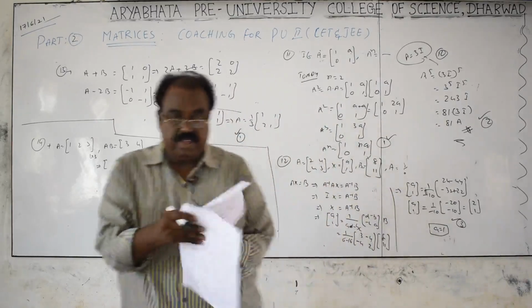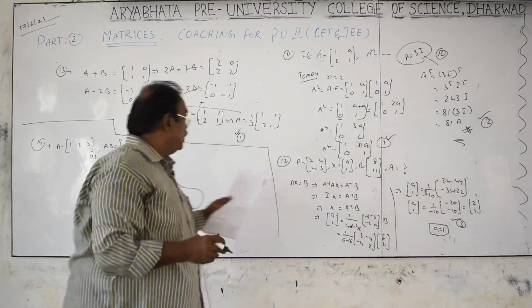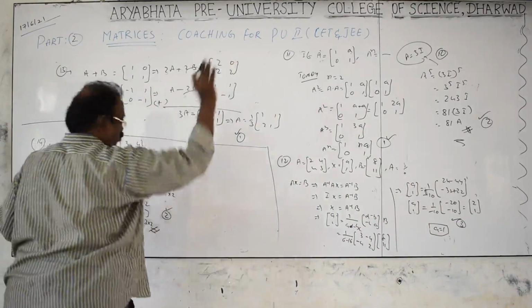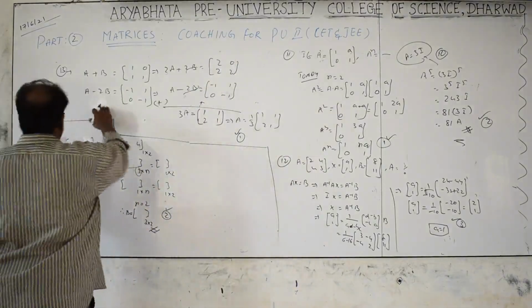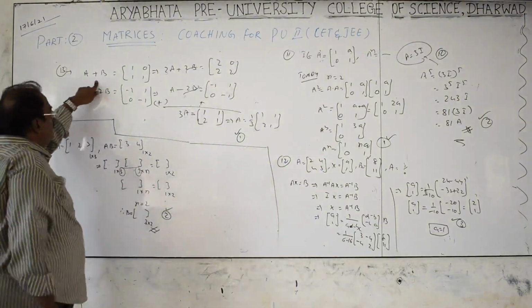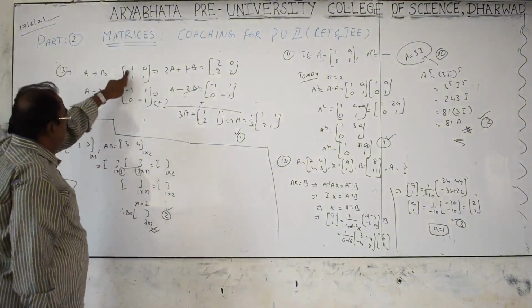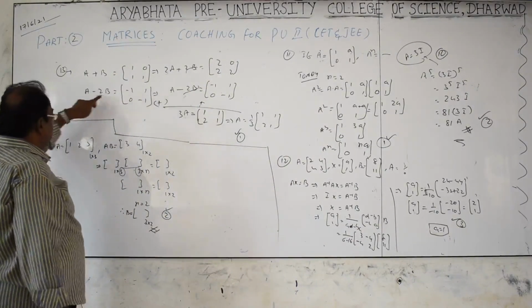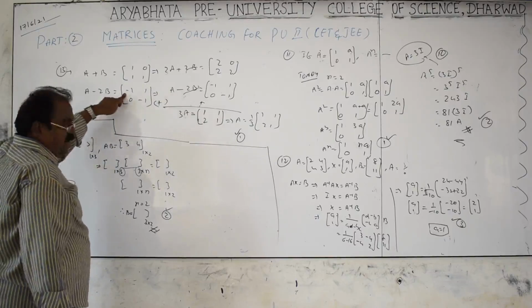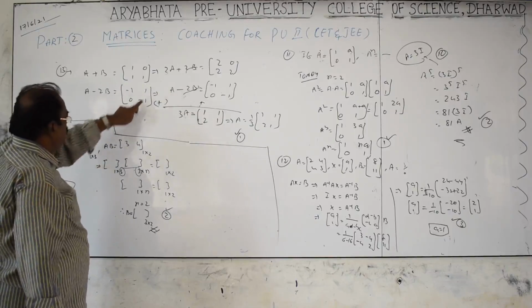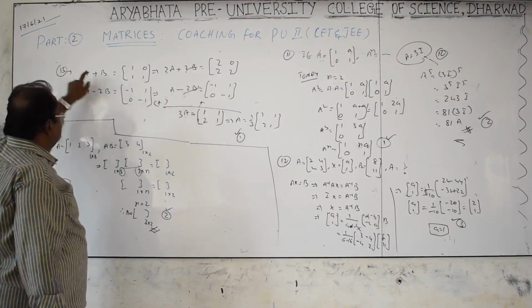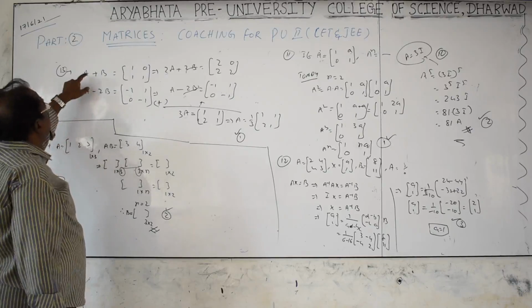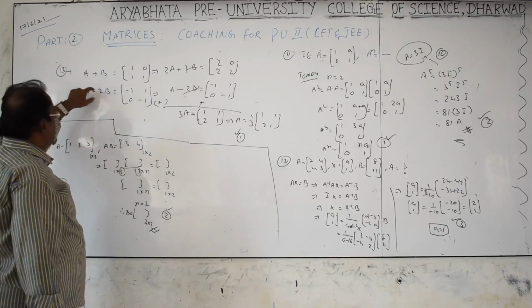Now next, we will come to the 13th problem. The 12th problem is over. In the 13th problem, A plus B, the sum of two matrices, is [1 0; 1 1], and A minus 2B is [minus 1 1; 0 minus 1]. We have to find A in these equations. So there are two equations and I want to cancel B.